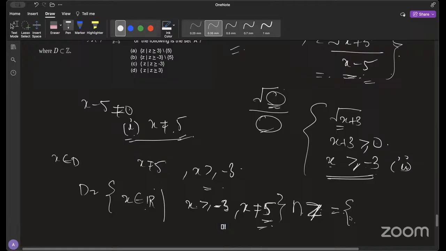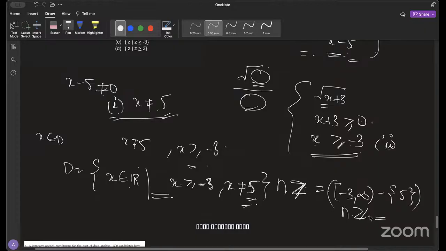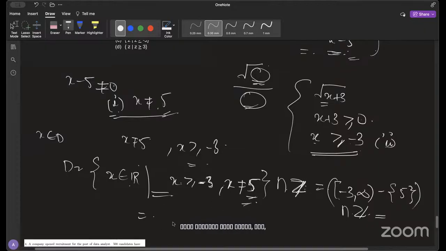So here you will get minus 3 included till infinity, this thing. Let me just write it here. This set is the interval minus 3 to infinity minus the number 5. And you have to take the intersection of this set with the set of integers. Is this much clear? Yes, ma'am.